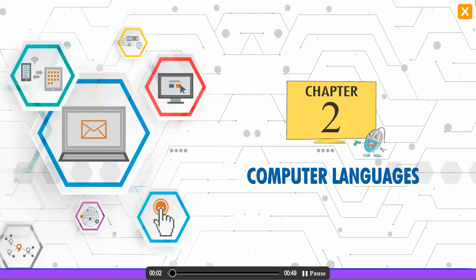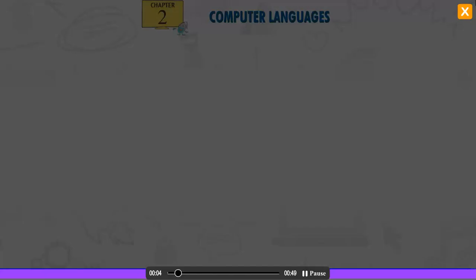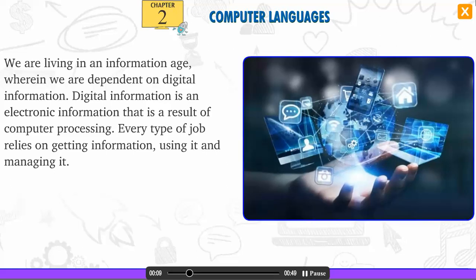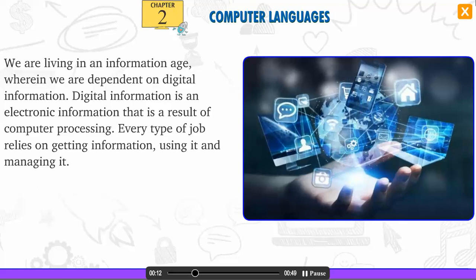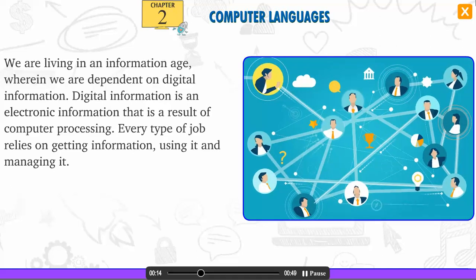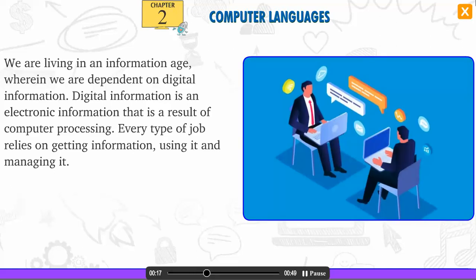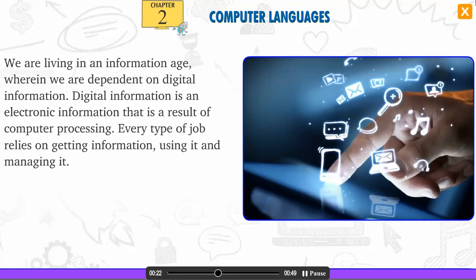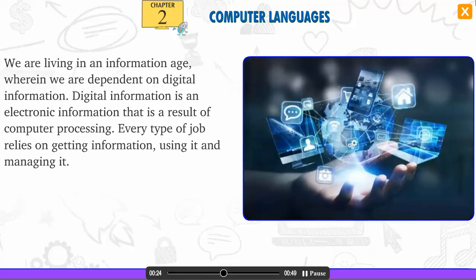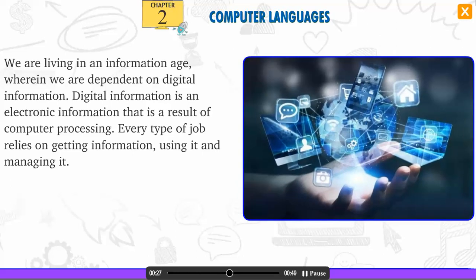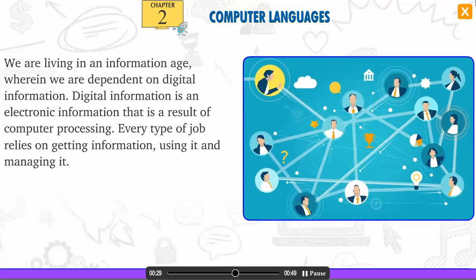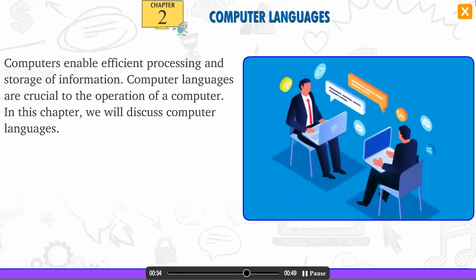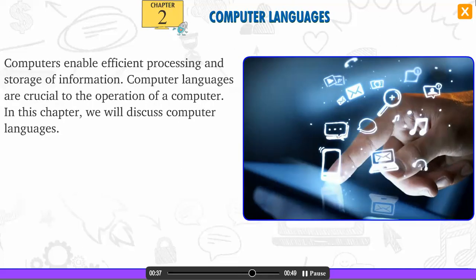Chapter 2, Computer Languages. We are living in an information age wherein we are dependent on digital information. Digital information is an electronic information that is a result of computer processing. Every type of job relies on getting information, using it and managing it. Computers enable efficient processing and storage of information.